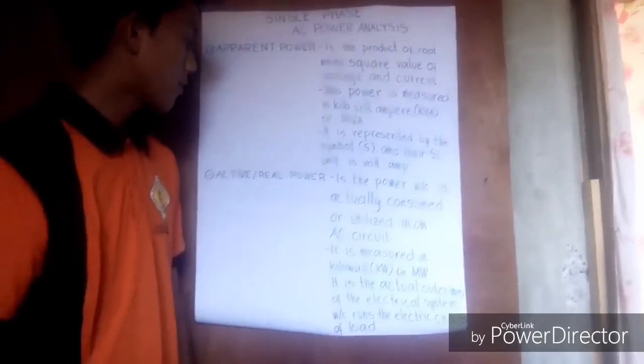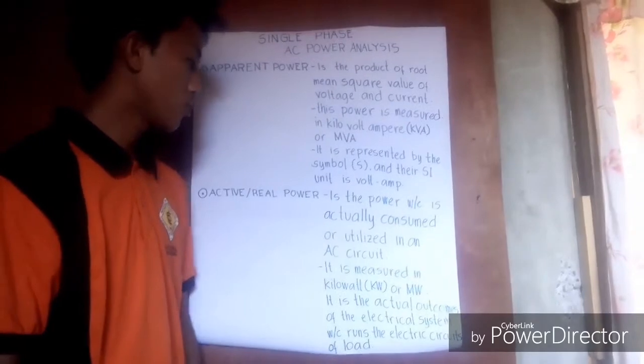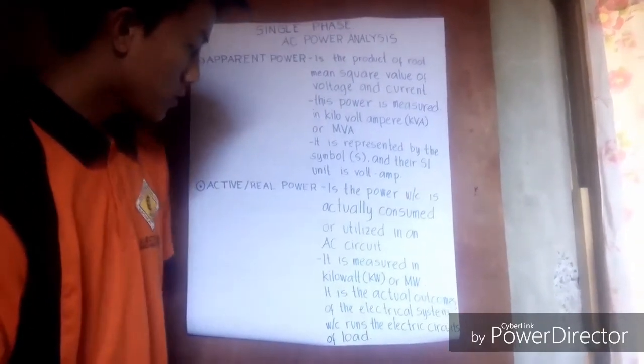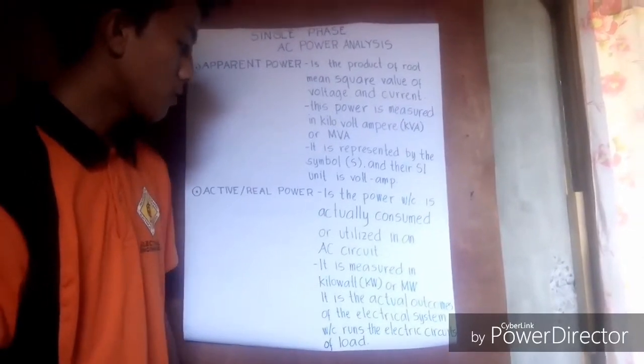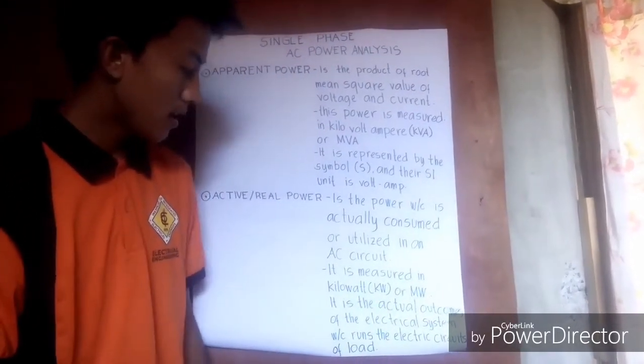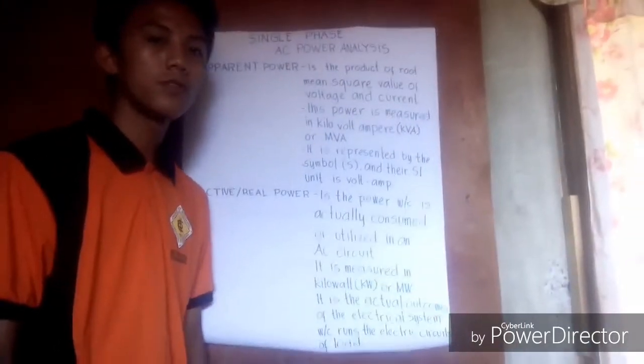Second, active or real power is the power which is actually consumed or utilized in an AC circuit. It is measured in kilowatt, kW or MW. It is the actual outcome of the electrical system which runs the electric circuits of the load.